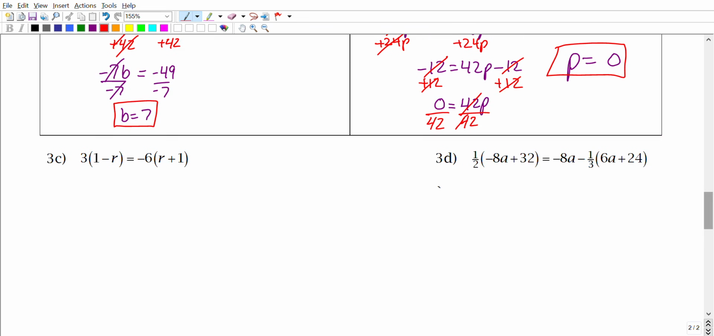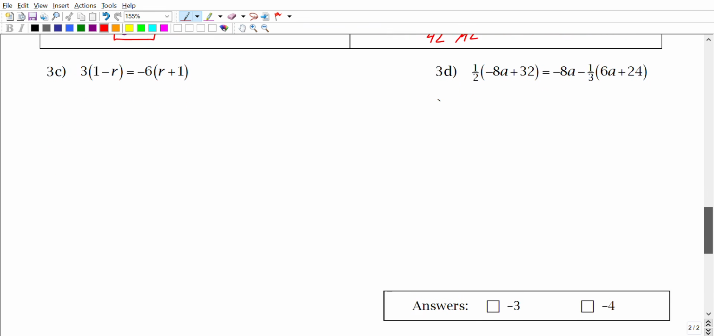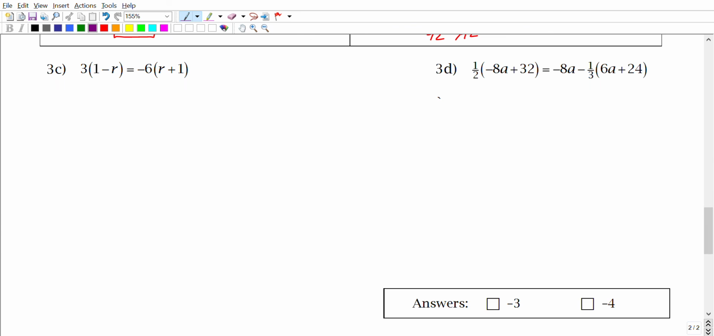Let's continue with 3c. Let's go ahead and try out 3c. So we have 3 times 1, that's 3. Then we distribute the 3 times negative r, so I get a negative 3r. Distribute this next term, so negative 6r minus 6. Okay, I have officially distributed. Can't combine any like terms. There are variables on both sides, so I'm going to get rid of the smaller one.